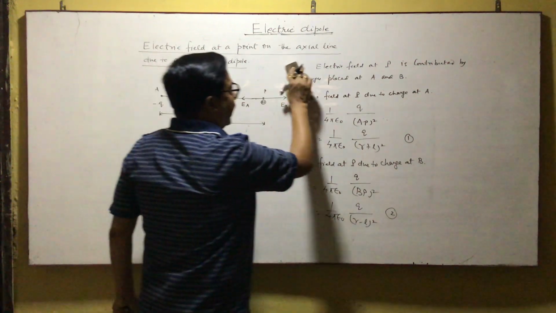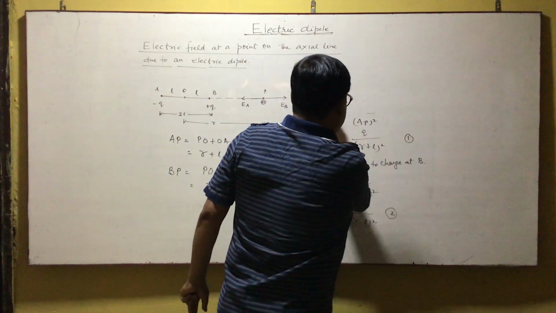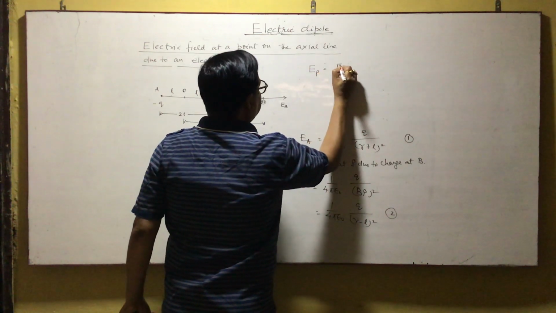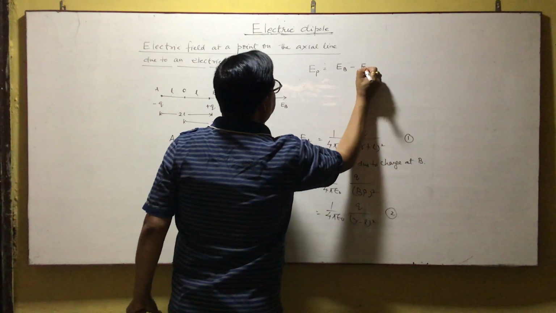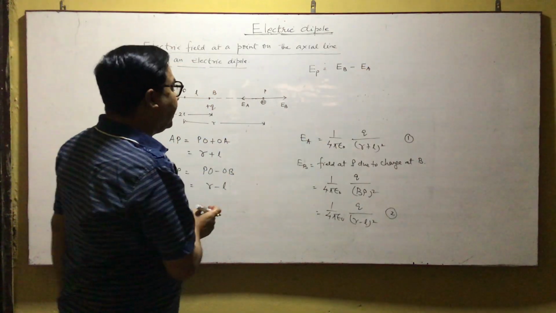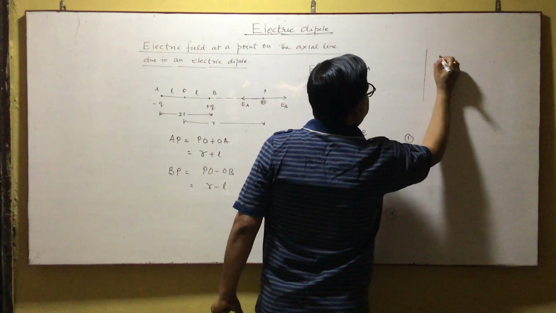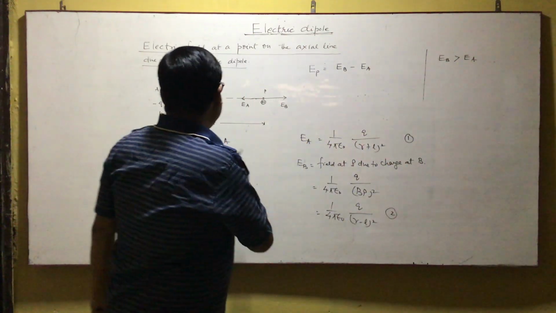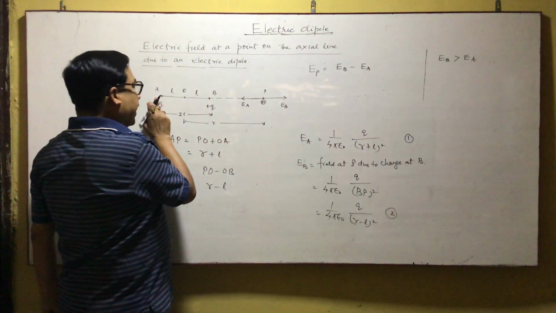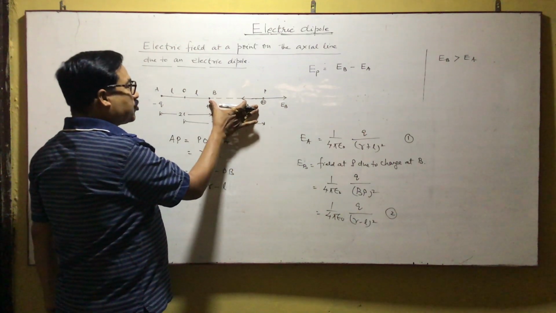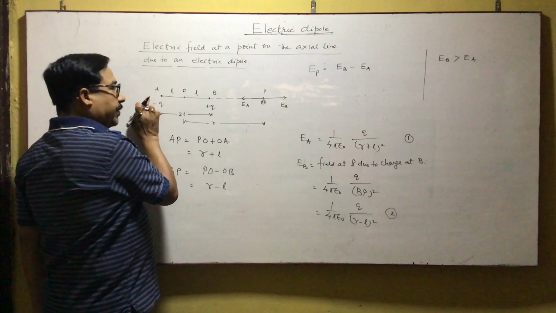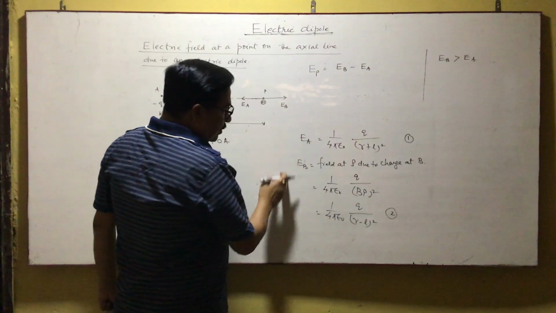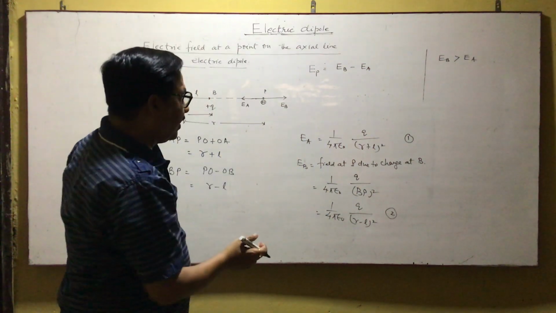So the resultant field at point P due to this dipole is given by E at P is actually EB minus EA. Why EB minus EA? Because EB is greater than EA. Why is EB greater than EA? Because point B is nearer to P and A is far from P. So the field is stronger because of the charge at B in comparison to the charge at A. So we have to simply substitute the values of equation 1 and 2 and solve to get the final result.